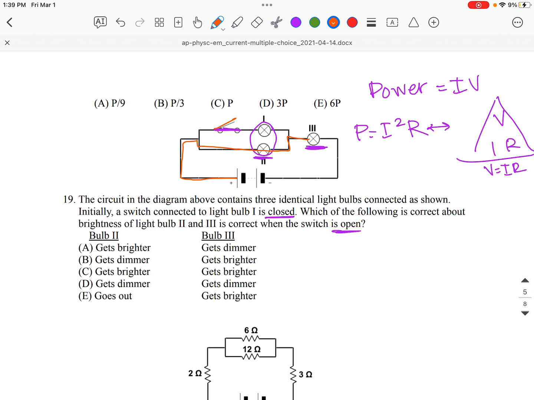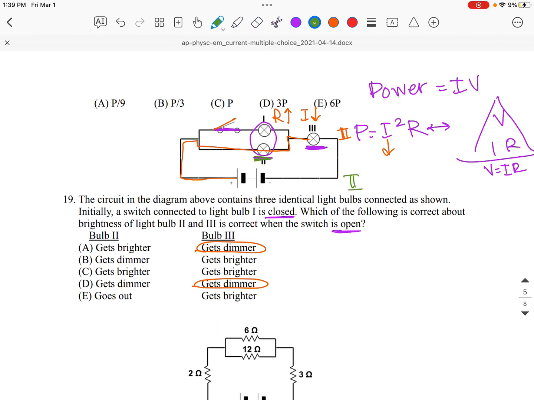So going from closed to open, my resistance increases, and by increasing resistance, I decrease my current. Since I decrease my current and my resistance stays the same, for bulb 3 at least, I'm going to end up with a dimmer bulb. So that eliminates 3 of my options. Now this is for 3. Now let's look at 2 right here.